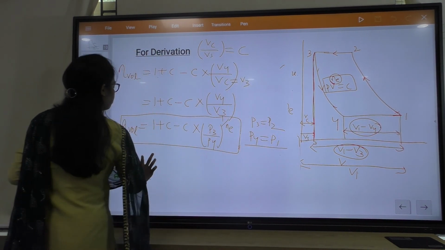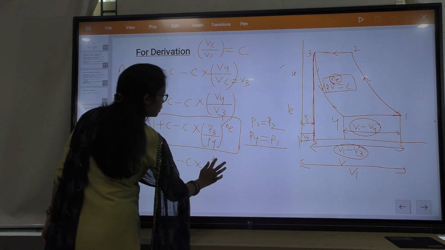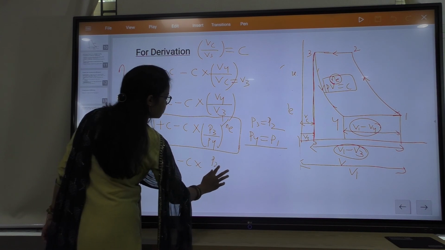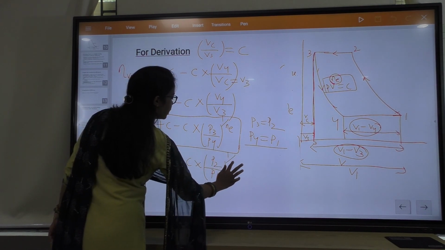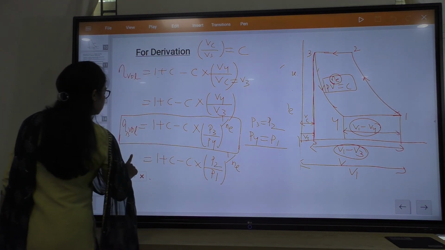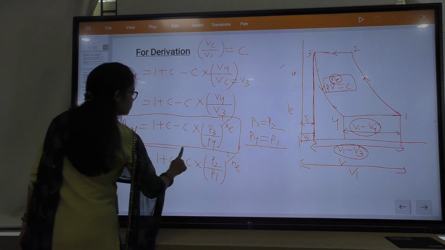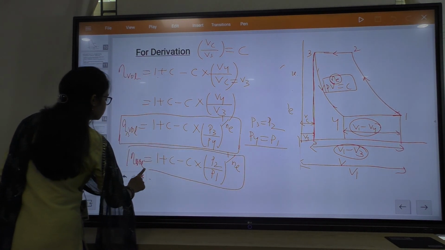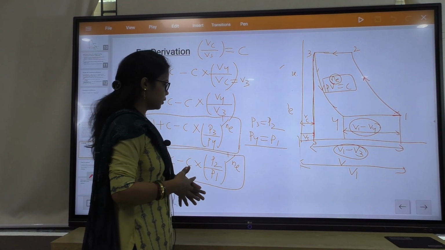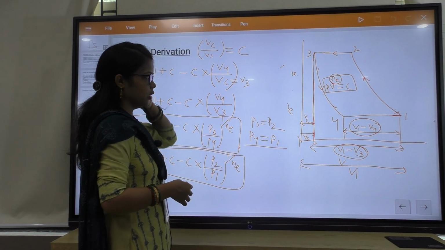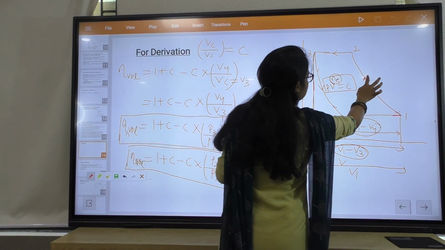So, in the place of 1 plus C minus C into P3, in the place of P3 you can write P2, in the place of P4 you can write P1 whole to the power 1 by Ne. Clear? This is also volumetric efficiency. Also you can use this formula. Clear? Again, if you want to simplify the formula, you all know this is the compression process.